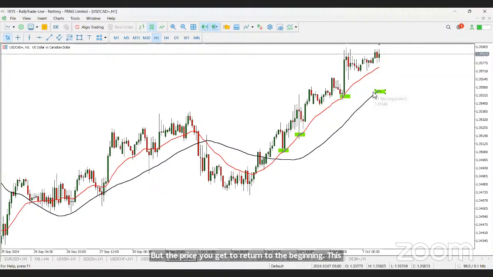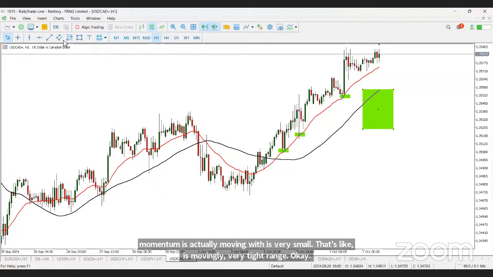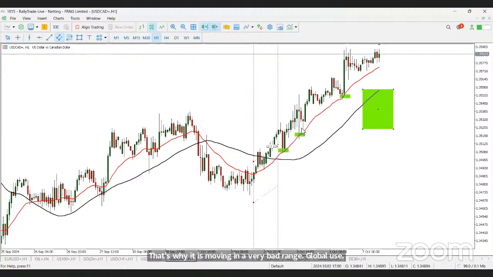So you need the price to return to this black one for you to know that the price is ready to gather bigger momentum. So right now, the momentum it is carrying is very small. That's why it is moving in a very tight range. You can see that the price is moving in a very tight range.